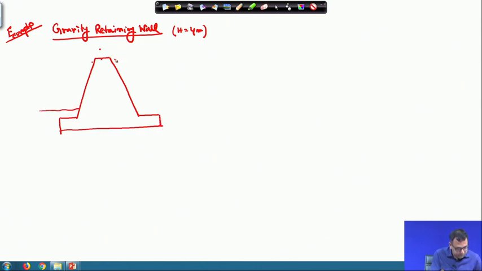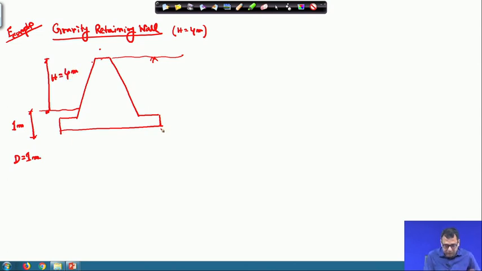This is the backfill surface, which is horizontal, and this is the foundation, and the foundation depth minimum was 0.6. So, I have taken 1 meter as the foundation depth, so d is equal to 1 meter, and this height is 4 meter. So, h is 4 meter. This is 2/3 of h, so I have taken this value as around 3 meter.